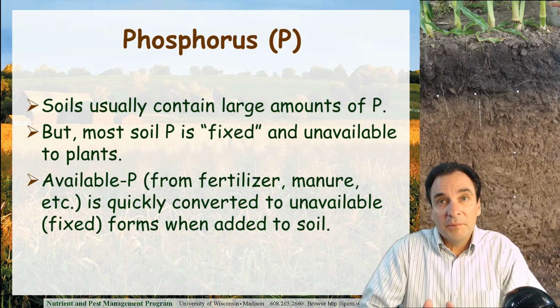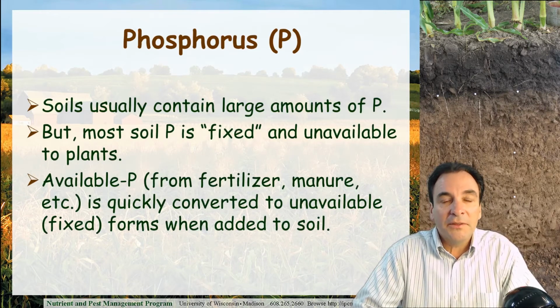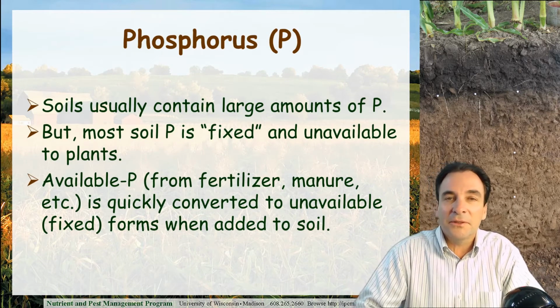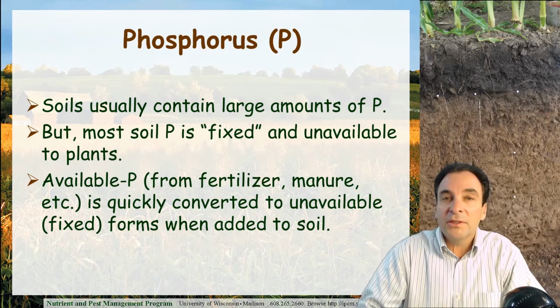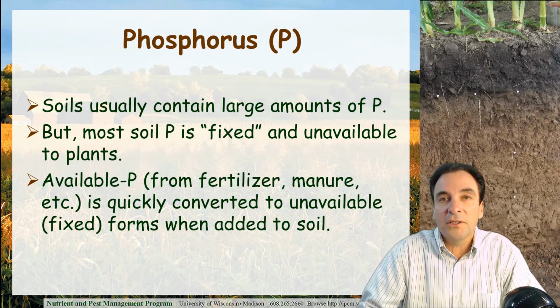Phosphorus is one of the big three plant elements. When you buy a fertilizer bag, there's three numbers stamped on it, and those three numbers are nitrogen, phosphorus, and potassium. Phosphorus is critical in the plant. It's important in photosynthesis, seed production, and other plant functions.